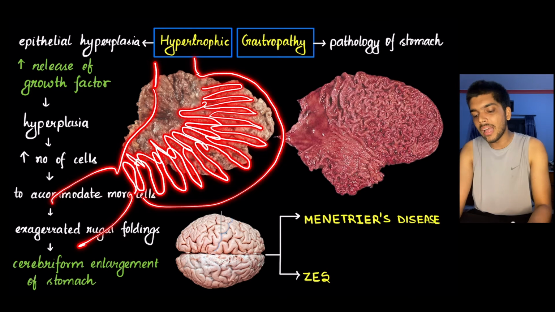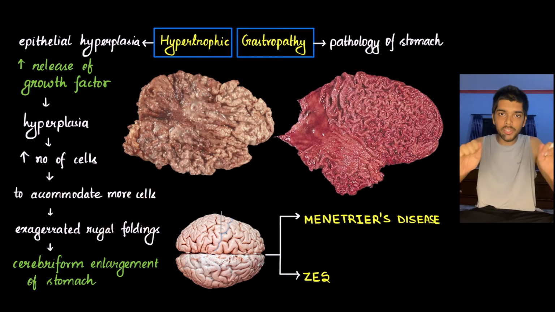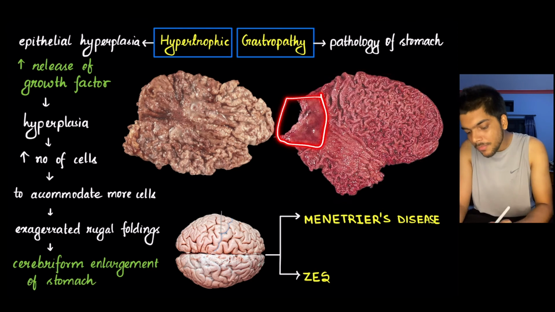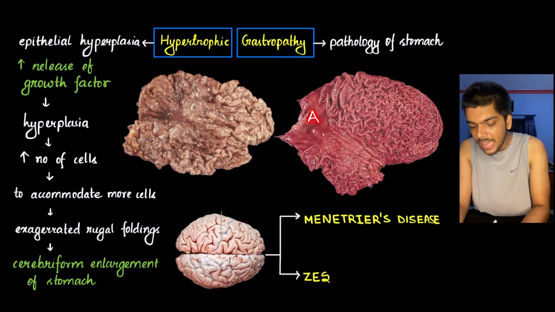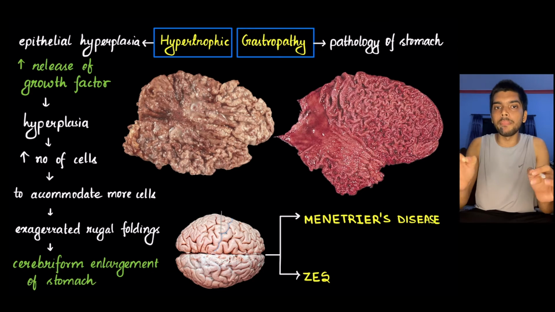It has increased in size and it has lots of rugal folding. What I do is that I make an incision along the greater curvature. Okay, then I open this stomach like a book. This is what I'm gonna get. This is the antrum of the stomach, and you can see that the antrum is flat. So antrum of the stomach is spared. There is no exaggerated rugal folding in the antrum of the stomach in hypertrophic gastropathy.